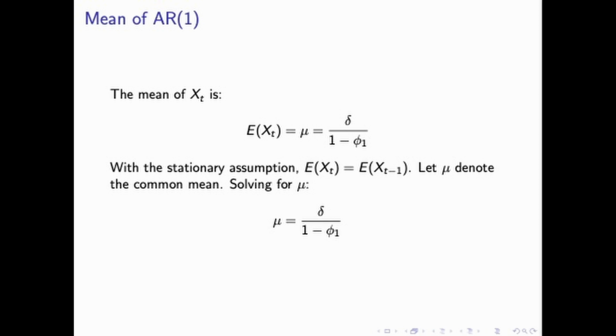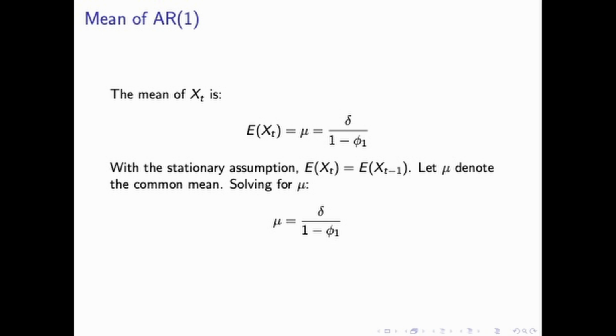First, we're looking at the mean. The AR1 model is xt equal to a constant delta plus phi 1 times xt minus 1 plus wt, where wt is a white noise term with mean 0 and constant variance. To derive the mean, take the expected value on both sides of the equation. Since the expected value of wt equals 0 and delta is a constant, the expected value of xt equals delta plus phi 1 times the expected value of xt minus 1.